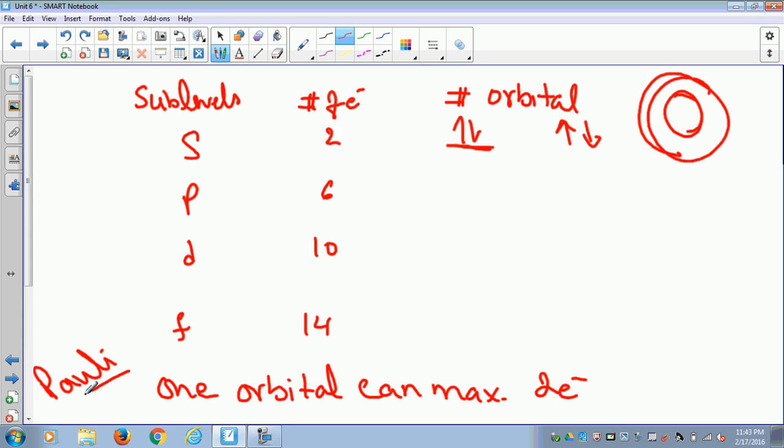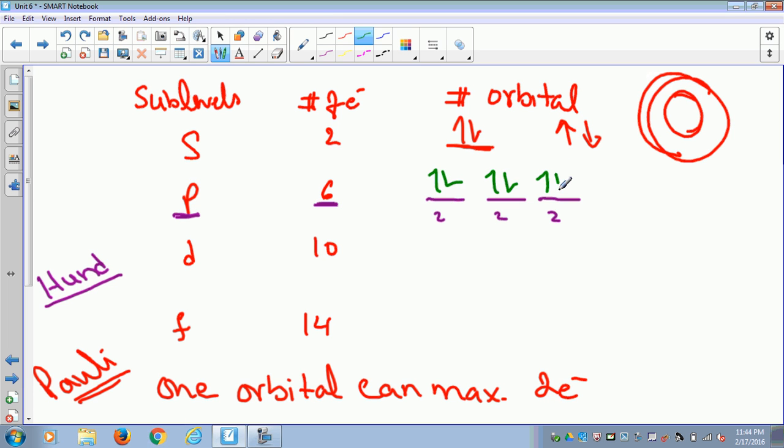You have to memorize the names. So if one orbital can maximum hold 2 electrons, then P needs 3 orbitals because P has a total of 6 electrons. If one takes 2, then I need 3 of those to make it 6. And then there is a scientist, his name is Hund. Hund said that when you have 3 orbitals and they all belong to P, you have to distribute the electrons equally before you go back and pair them up. This is called Hund's rule. The electrons have to be distributed equally before you go back and pair them up.